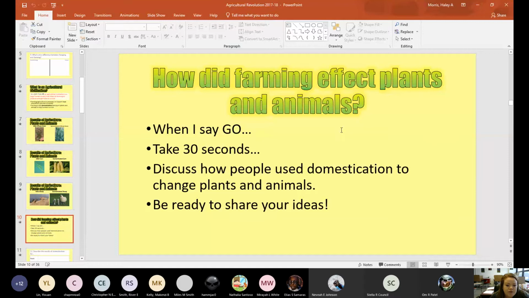How did farming affect plants and animals? Somebody tell me how people have used domestication to change plants and animals. Think about it for a second, and then I want you guys to tell me some examples that you can think of. When you have an idea, raise your hand, and we'll go around and say a few, okay?